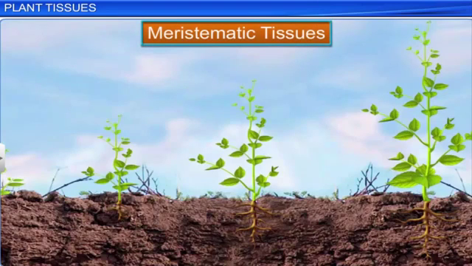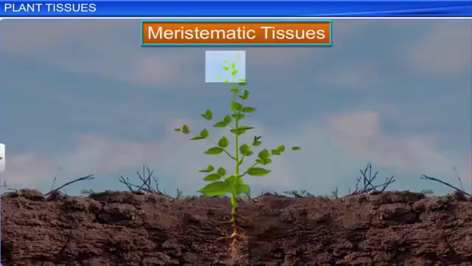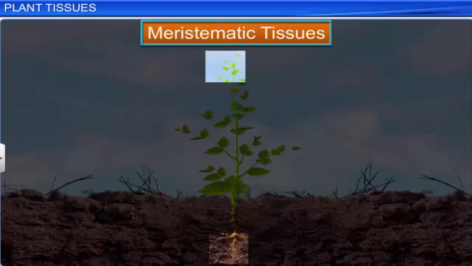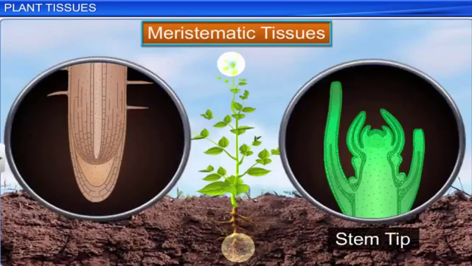Look at how this plant is growing month by month. This is due to a special type of tissue called meristematic tissue. These tissues are rapidly dividing tissues. Plant growth occurs only at those points where these tissues are present, the tips of the stem and the root.